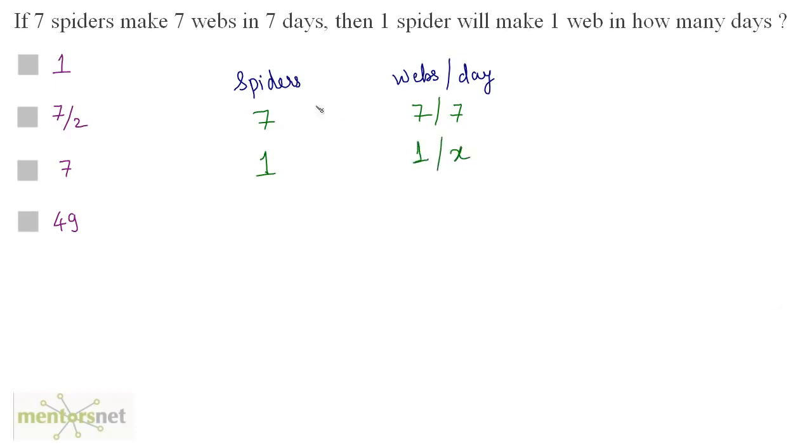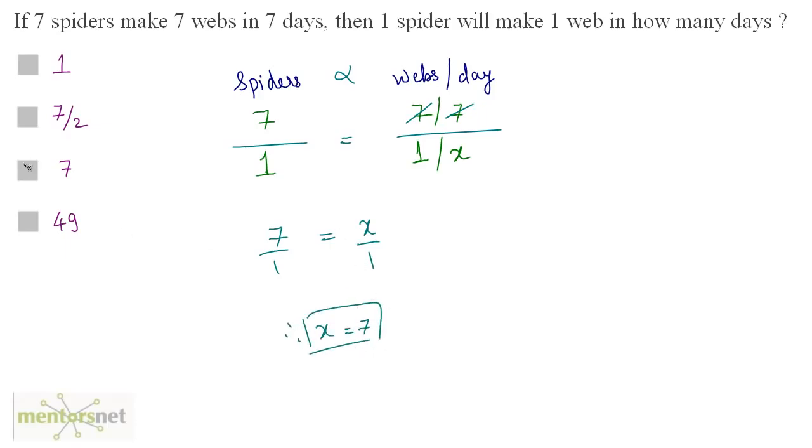So the more the number of spiders, the more webs they will make. So this means that this is a direct proportion. So I can take the ratio and directly equate them. So I have 7 is equal to, this 7 and 7 get cancelled. This x goes to the top. So 7 by 1 is equal to x by 1. And therefore x is equal to 7. And that's our answer. Option C.